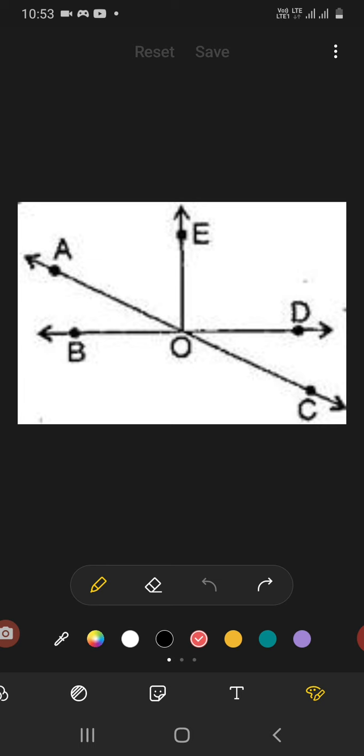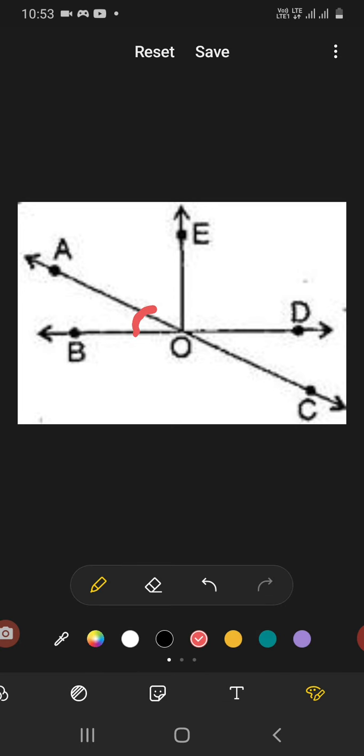Therefore, here we see BOA and AOE, whose sum of angles is 90 degrees, and BOA and AOE is the complementary pair also.